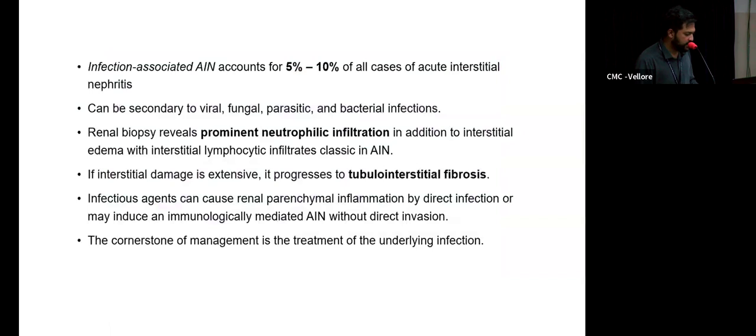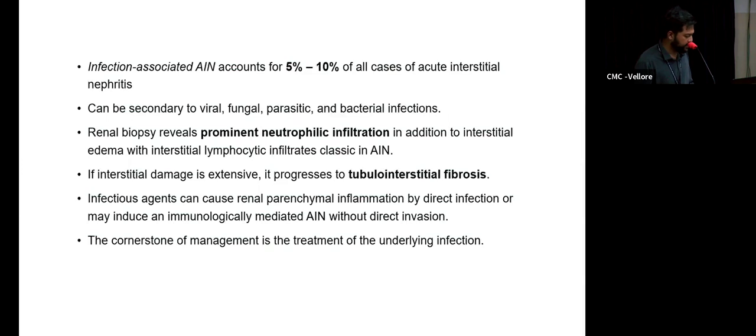So infectious AIN accounts for around 5 to 10% of all the cases of acute interstitial nephritis. It can be secondary to viral, fungal, parasitic, or bacterial infections. Renal biopsy shows mainly neutrophilic infiltrations. Bear in mind that pyelonephritis also will have mainly neutrophils, and IRGN also will have a predominant neutrophilic infiltration, in addition to interstitial edema with interstitial lymphocytic infiltrates, classic in AIN. So if interstitial damage is extensive, it can progress to tubulointerstitial fibrosis.